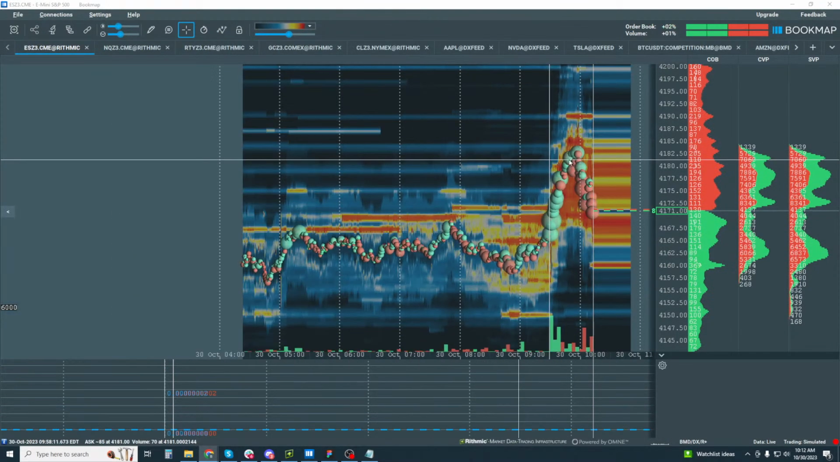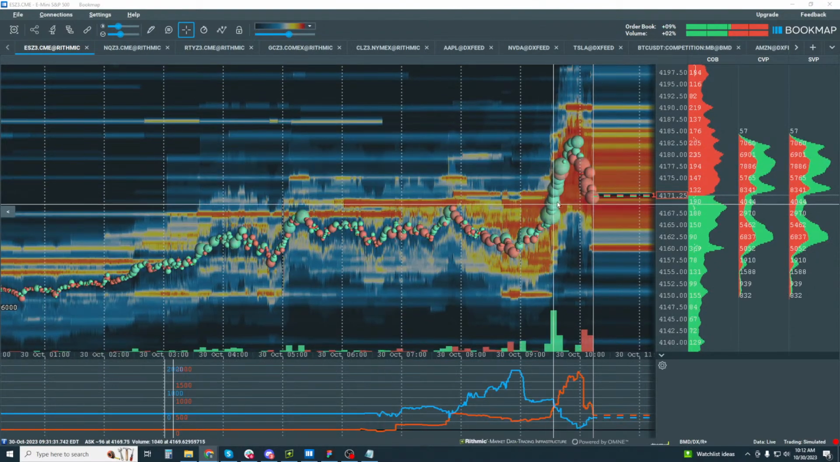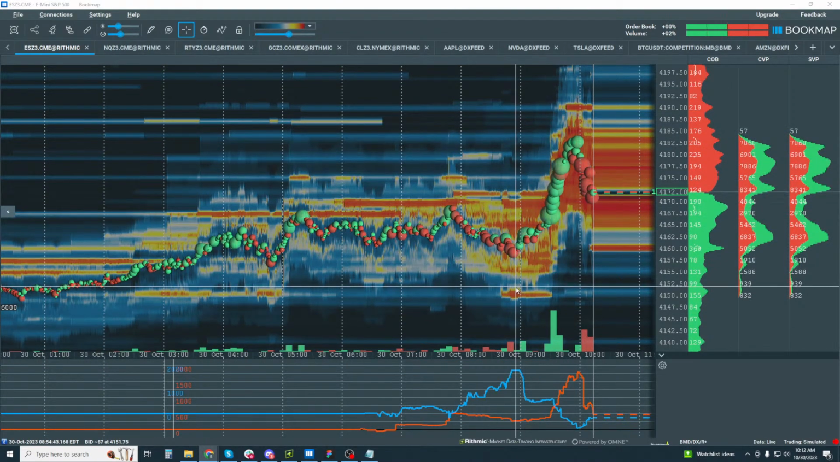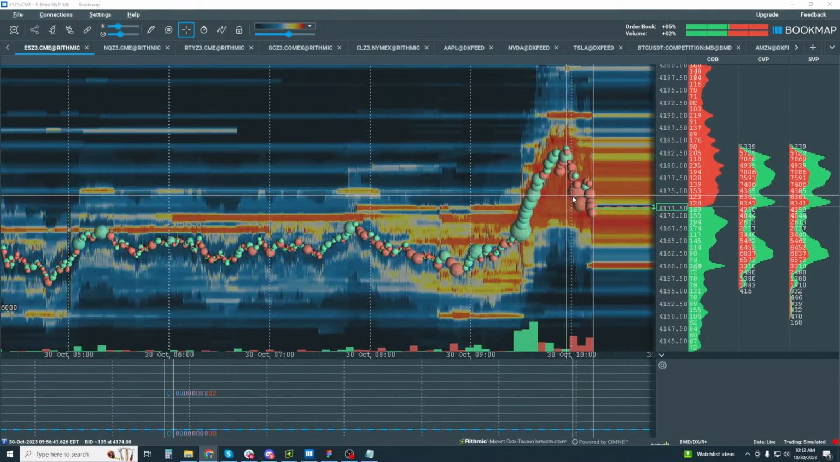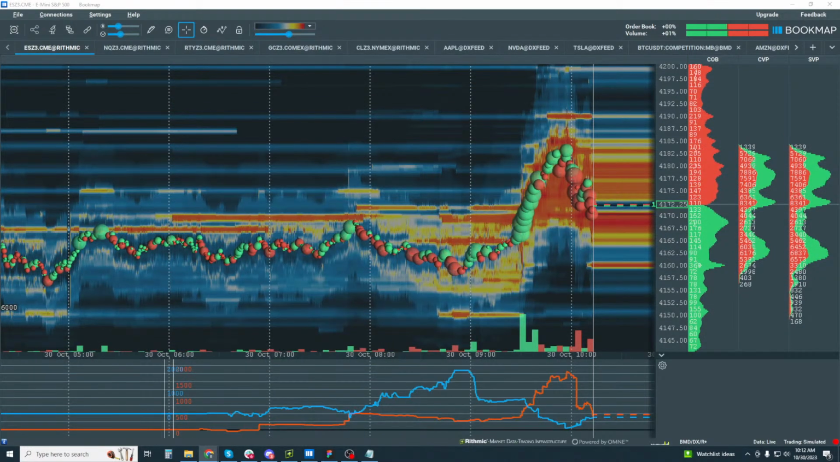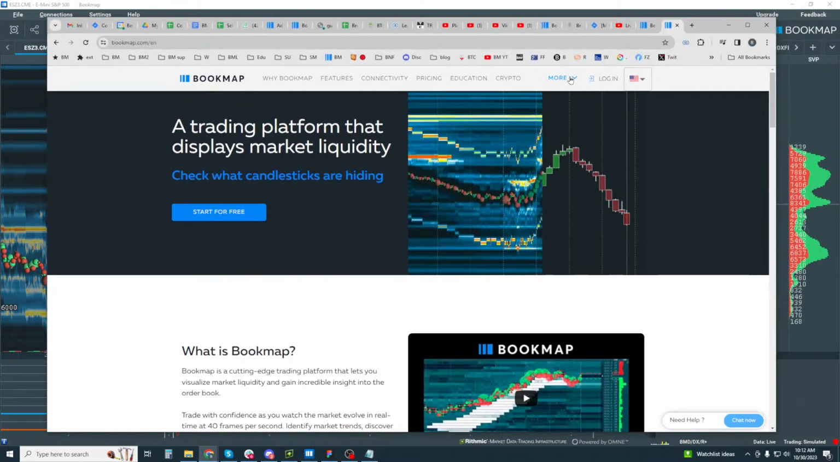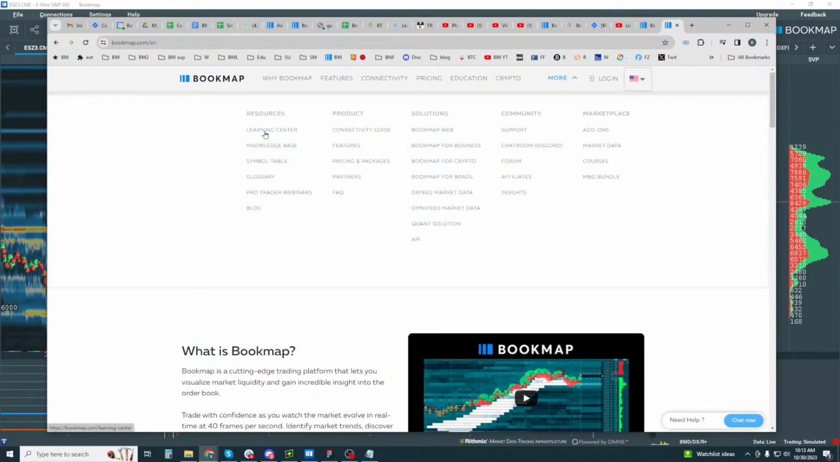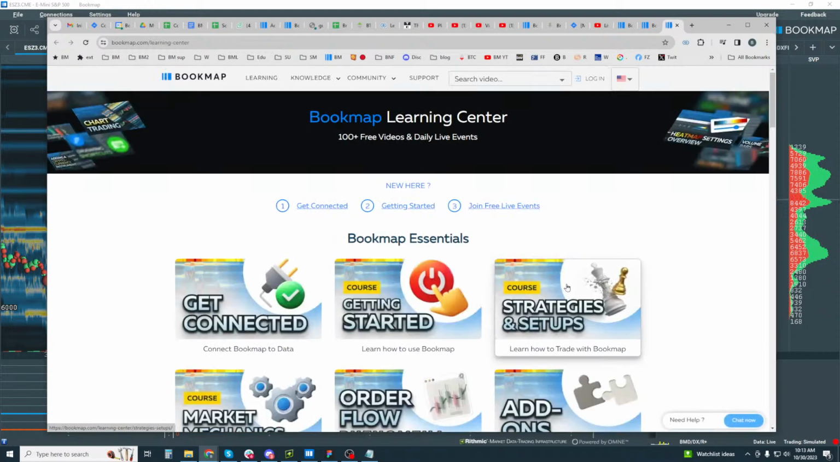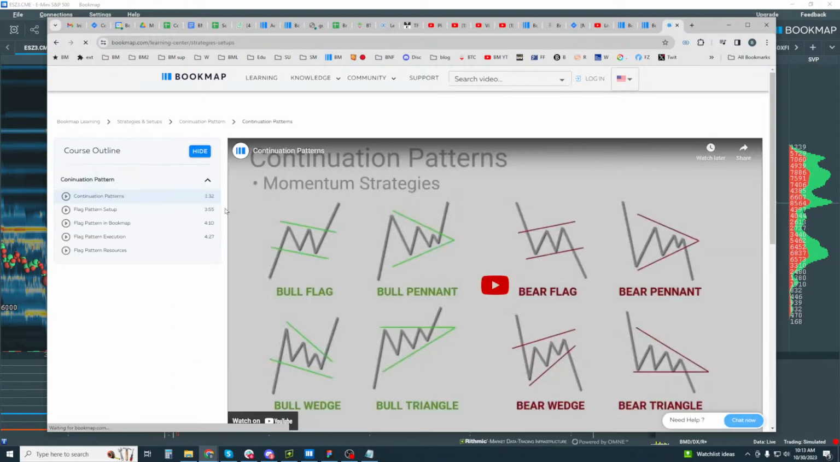I also want to show you another thing that we're going to relate these new Market Pulse add-ons to. If you go to bookmap.com, go to the More button, and then the Learning Center, there's a new course we just put together. There's a setup in here right now. Click on this and you'll see a continuation pattern.